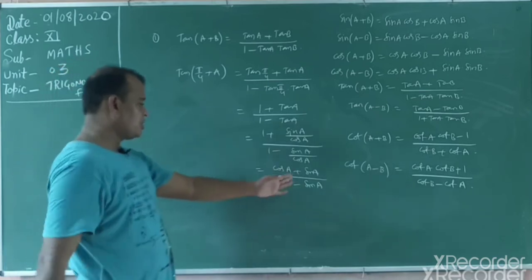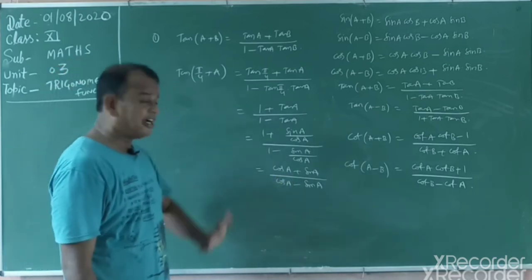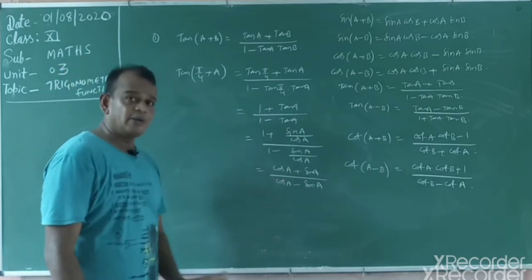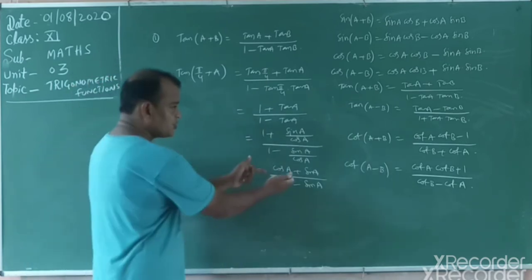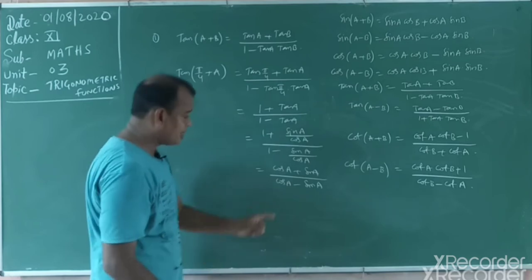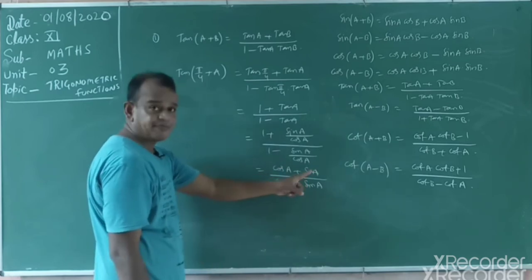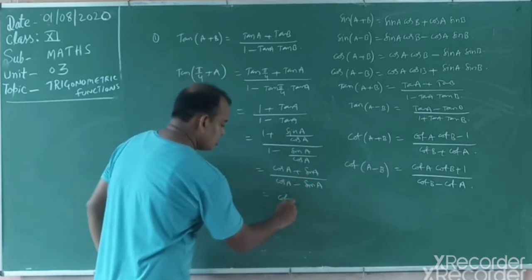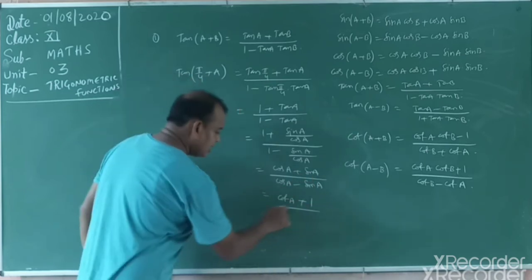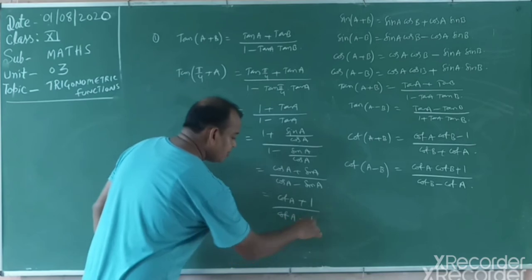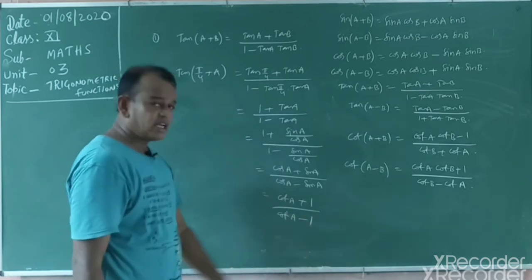Now suppose this is divided, numerator and denominator, by sin A. What happened? Divided by sin A. Numerator and denominator divided by sin A. What happened? Cos A by sin A is cot A. Cot A plus 1 by cot A minus 1. Cot A plus 1 by cot A minus 1.